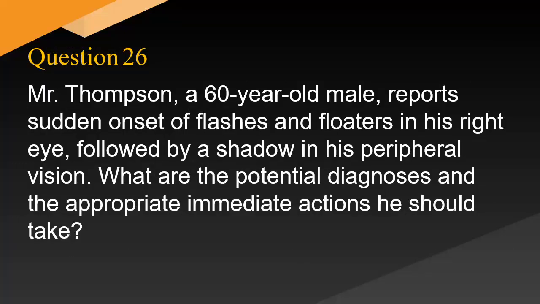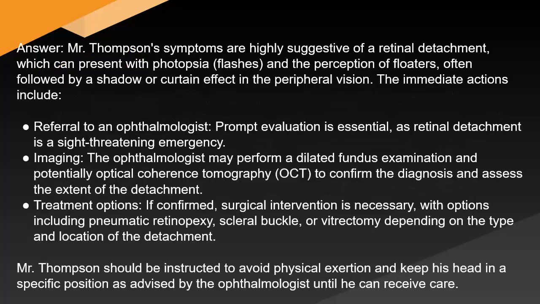Mr. Thompson, a 60-year-old male, reports sudden onset of flashes and floaters in his right eye, followed by a shadow in his peripheral vision. What are the potential diagnoses and the appropriate immediate actions he should take? Answer: Mr. Thompson's symptoms are highly suggestive of a retinal detachment, which can present with photopsia (flashes) and the perception of floaters, often followed by a shadow or curtain effect in the peripheral vision.